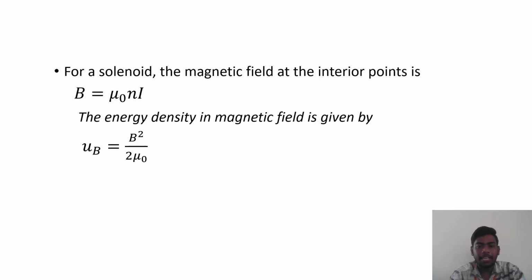For a solenoid, the magnetic field at the interior points B equals mu naught into n into I, where I is the current through the solenoid. The energy density in a magnetic field is given by small u suffix B equals B square by 2 into mu naught. Mu naught means the absolute permeability.